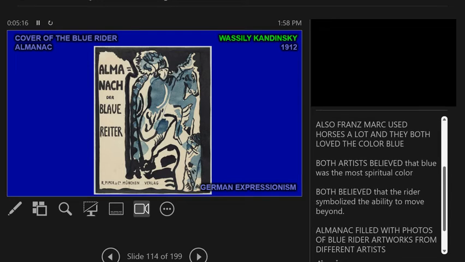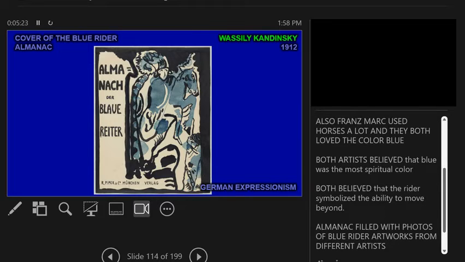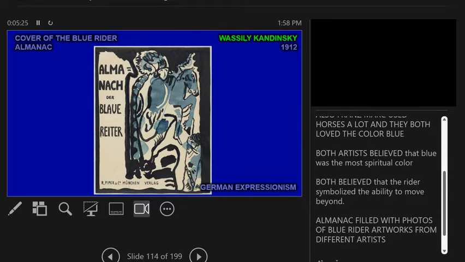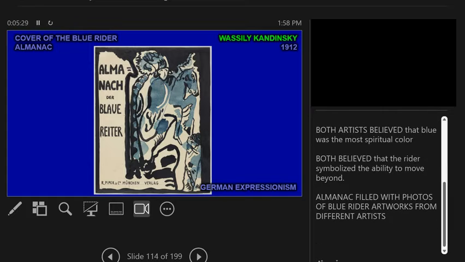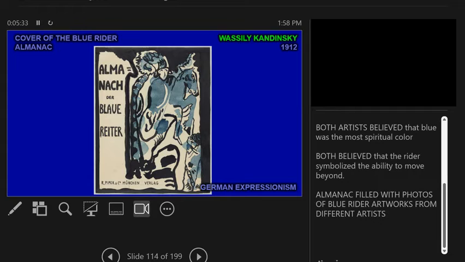The other guy that's a part of this group is Franz Marc, and he also uses a lot of horses in his artwork, and he loves the color blue. So these two guys worked really well together. Both artists believed that blue was the most spiritual of the colors, and they both believed that the rider symbolized the ability to move beyond.